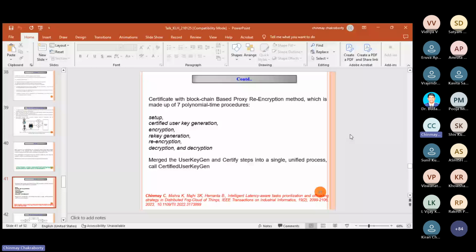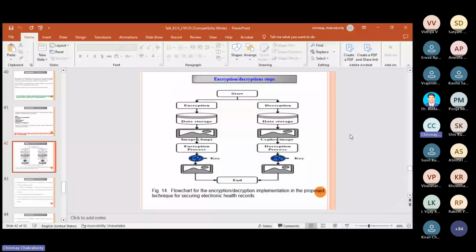Here are the encryption and decryption steps. See, this is the start. Next, data encryption is required. Encrypted data can be stored in the data storage unit. After that, your images are there, .bmp, .jpg, you can choose, no problem. During the encryption process, suppose the plain text is coming, and then the key is generated from the KDC. They are mixed up, and finally this produces the cipher text.